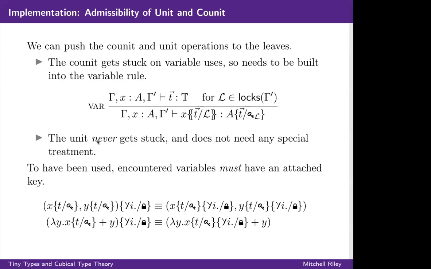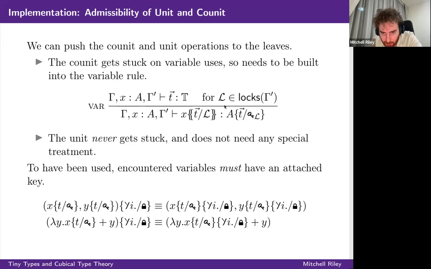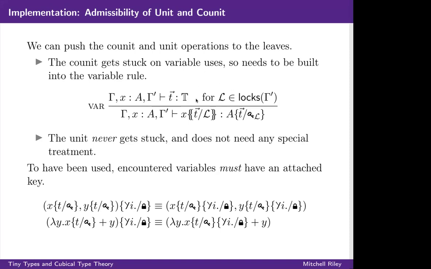So unit, on the other hand, if I can interrupt again, this is the co-unit of the adjunction between lock and root? Or is it the co-unit of... It's the co-unit of the adjunction between ordinary context extension with an element of the tiny type and context extension with a lock. Okay, yeah.